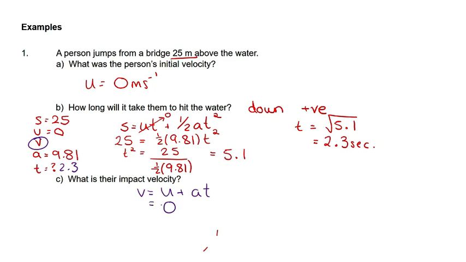So u was 0, a was 9.81, and t we found was 2.3. And if you put that in your calculator, you'll get 22, and it's velocity, so meters per second, and it's going to be a downwards velocity because we got a positive answer, and down is positive, and it just makes sense that it's a downwards velocity. Okay, let's move to the next question.